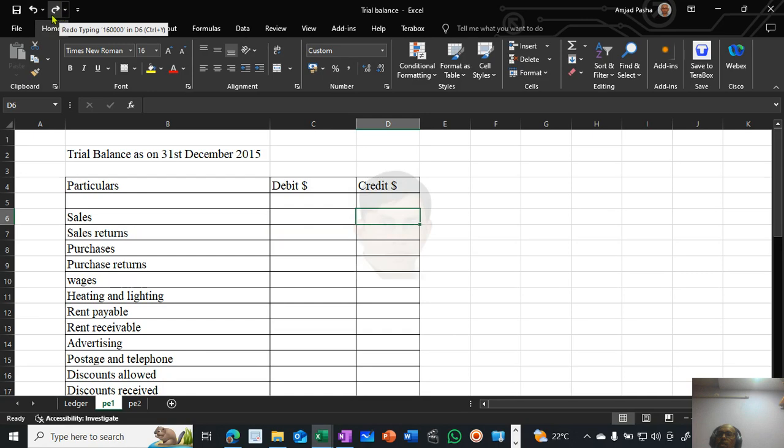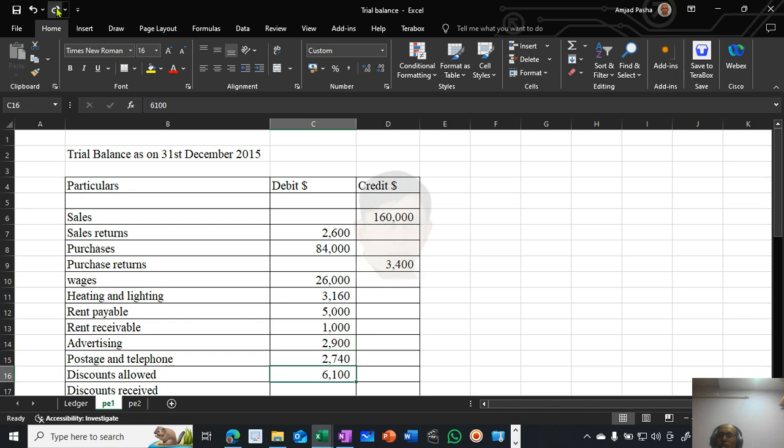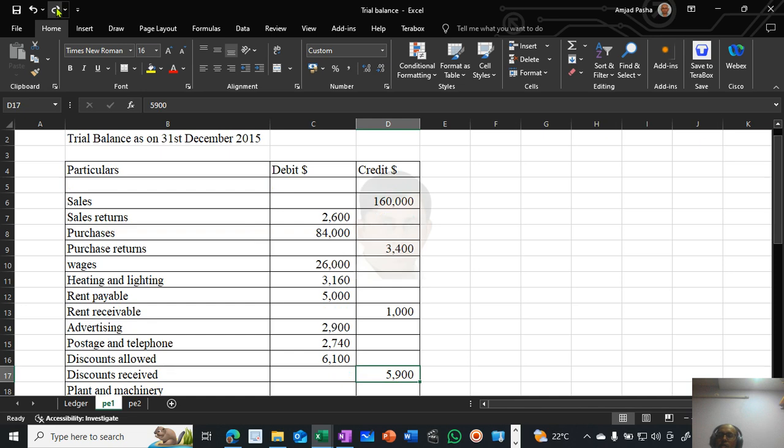Now, sales is an income, sales return is an expense, purchases is an expense, purchase return is a reverse of purchases, wages is an expense, heating and lighting is an expense, rent payable is an expense, rent receivable is an income. So it should come on the credit side. We'll rectify it. Advertising is an expense. Post and telephone is an expense. Discount allowed is an expense. Discount received is an income, like rent receivable.